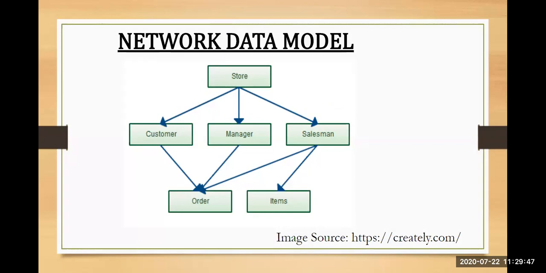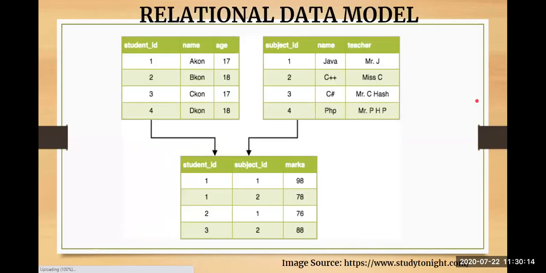For example, here we have store, which is a parent for customer, manager, and salesman. Similarly, we have customer, which is a parent for order. Manager is also a parent for order, and salesman is also a parent for order. So you have multiple parent-child relationships. That is why the structure is so flexible, and it really helps you make a graphical structure. Okay, let's move to the next. Next is your relational model.